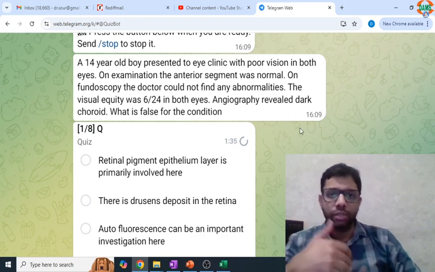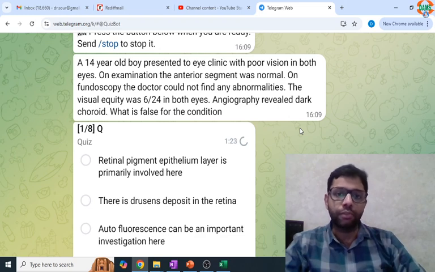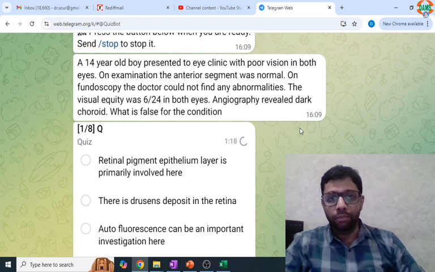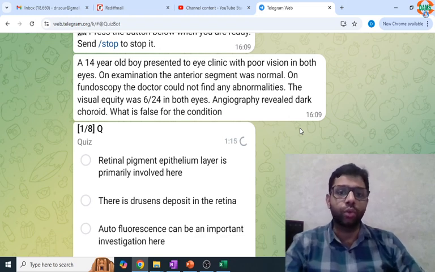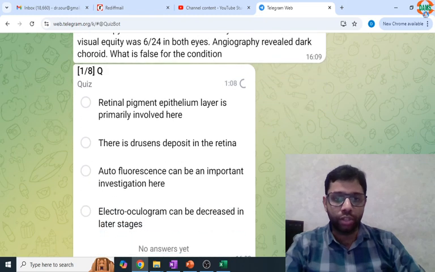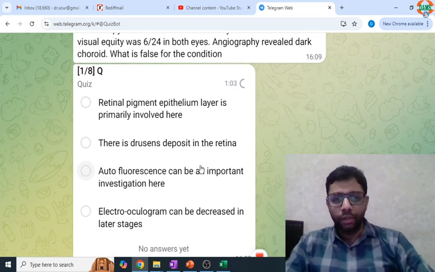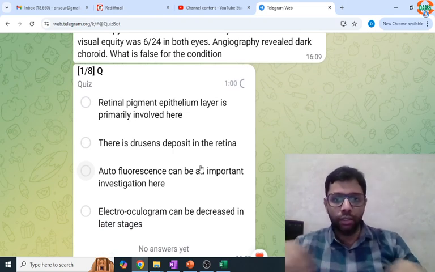It is a retina condition because the anterior segment is normal, but symptoms are more than signs. Symptoms are more than signs because the doctor cannot see any abnormalities. While angiography revealed a dark choroid, this is classical of retinal pigment epithelium dystrophy, known as Stargardt's disease. Symptoms are more, signs are less. That's why the doctor could not find any abnormalities. The RPE layer is involved, true. There is no drusen deposit, which is seen in age-related macular degeneration. That's the answer. Autofluorescence, because lipofuscin is deposited in the RPE layer, scattered all over the retina, known as flecks.